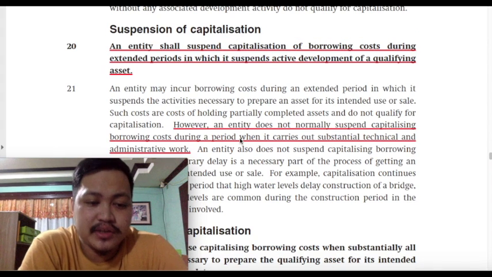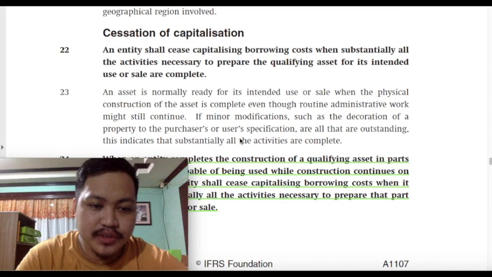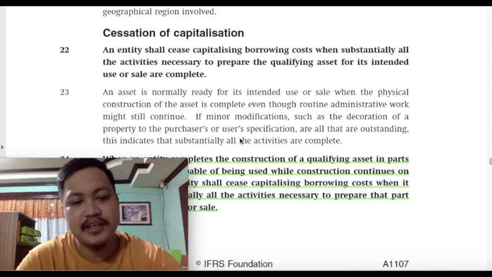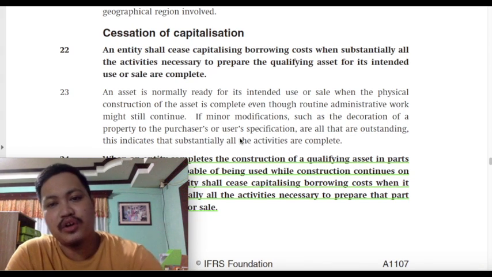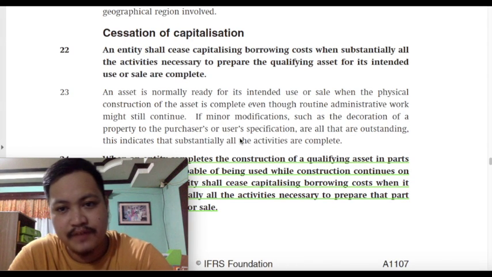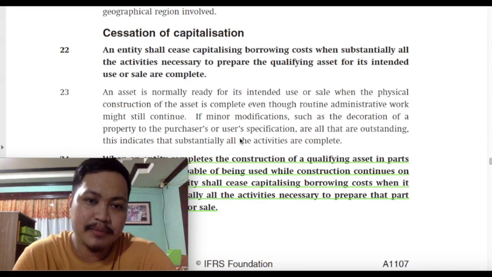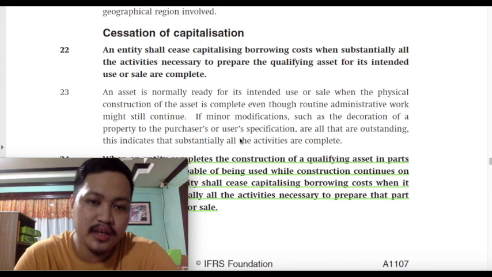After knowing when to start, class, the next question we will have to ask is, when do we stop? When do we cease capitalizing borrowing cost? The standard is very clear, class. An entity shall cease capitalizing borrowing costs when substantially all the activities necessary to prepare the qualifying asset for its intended use or sale are complete. So basically, you stop capitalizing when the asset is substantially completed.